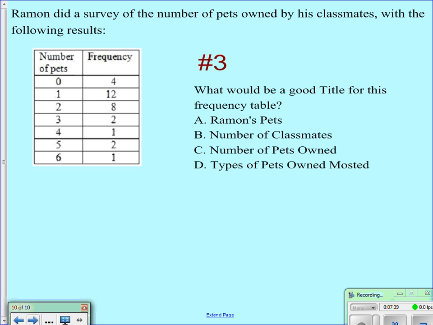We will then discuss this briefly in class, and you guys will do your practice worksheet on frequency tables tomorrow. I'll see you then.